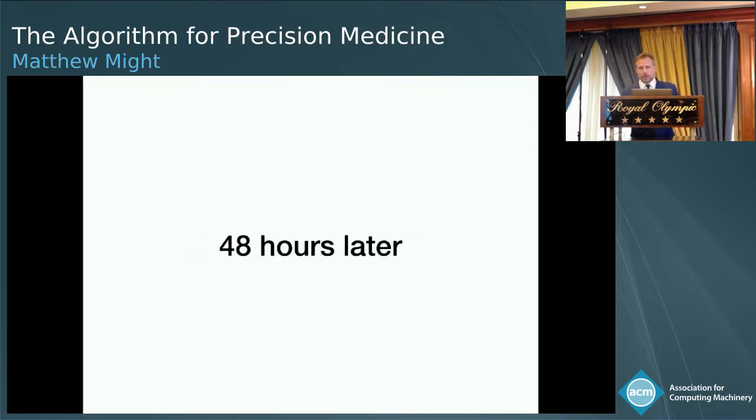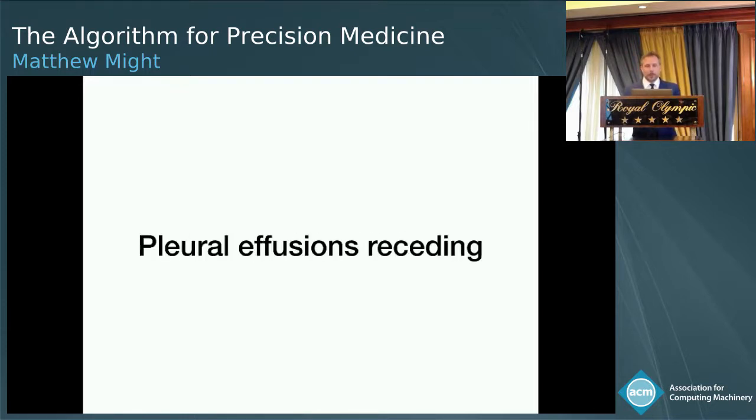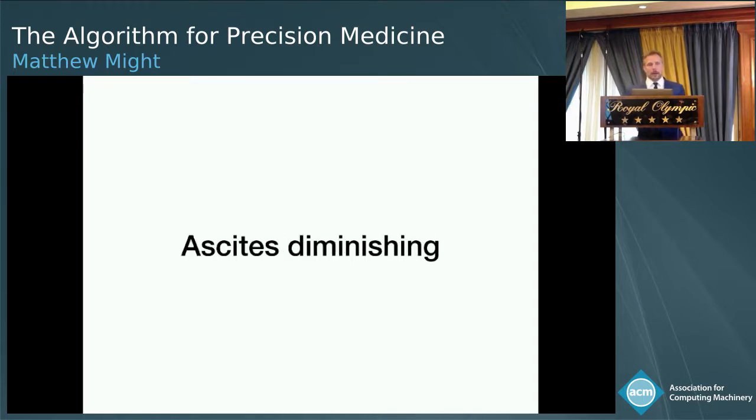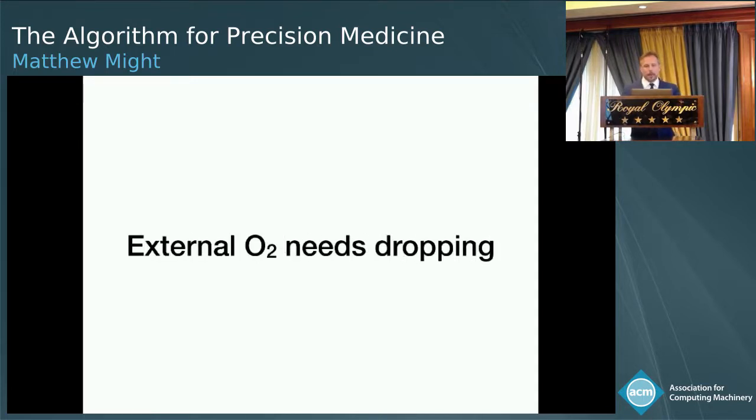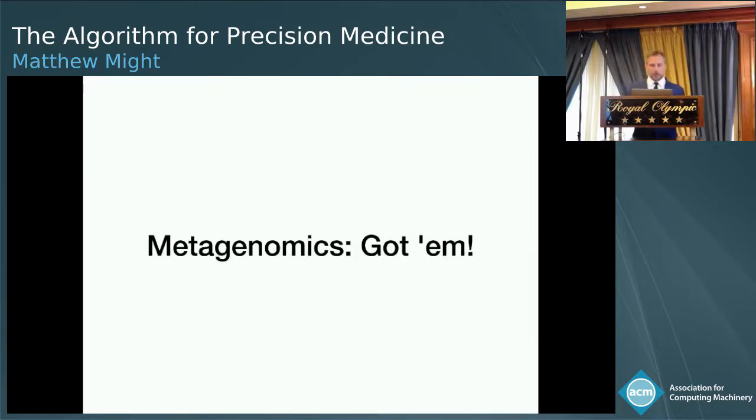So after 4 weeks in the ICU, within 48 hours, he was actually out onto a regular hospital floor. His pleural effusions, this fluid outside his lung, was rapidly receding. His swollen abdomen went away within about a day. And within 5 days, he was off of oxygen support. So we did one round of metagenomics at the end to show that Pseudomonas and E. coli were completely gone from his system.